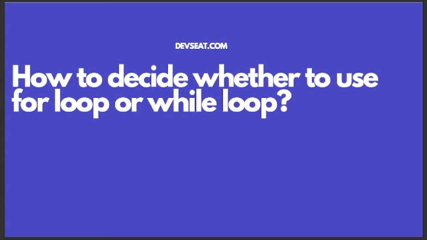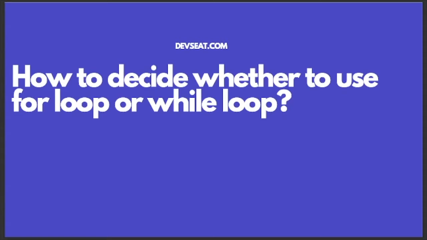So if you have a loop and if you are able to know the number of iterations that you are going to make beforehand, then that loop is called a definite loop. I repeat, you have a loop and you know the number of iterations that you are going to make beforehand. Such kind of loops are called definite loops.